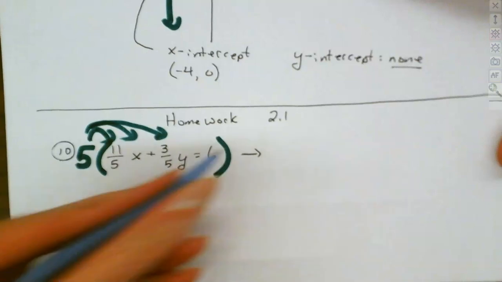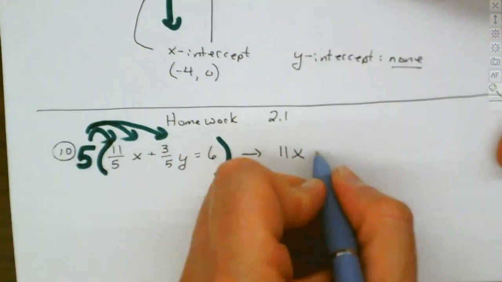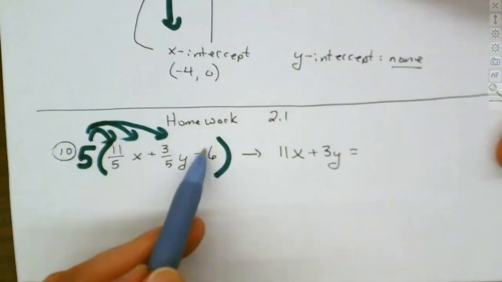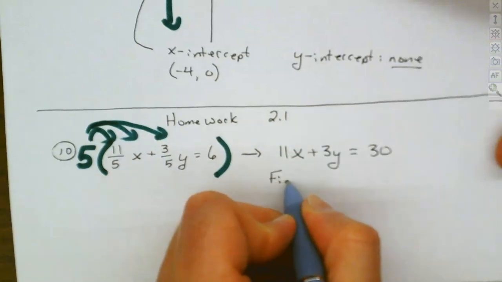So the 5's cancel, and that leaves you with 11x. The 5's cancel, that leaves you with 3y. And don't forget, 5 times 6 is a 30. And now I want you to find the intercepts.